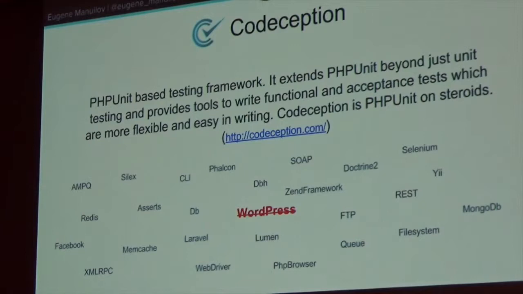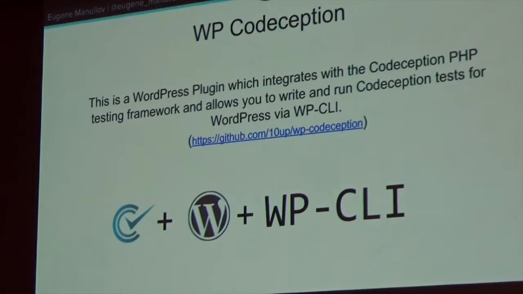As you can see, it has a lot of different modules which you can use in your tests, and all of them give you different abilities to check, for example, the database, file system, REST API, XML-RPC calls, etc. But unfortunately, it doesn't have a WordPress module which will help you write tests for WordPress projects. That's why we decided to create a WordPress plugin which will integrate Codeception into WordPress. We called it WP Codeception. It's a WordPress plugin which integrates Codeception into WordPress and allows you to use WP-CLI commands to create and run tests.